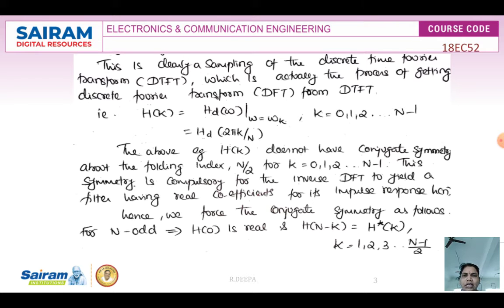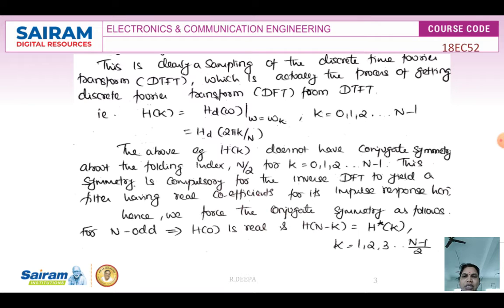So now it is very clear that this is the sampling of the discrete time sequence and discrete Fourier transform, which is actually the process of getting the discrete Fourier transform from the DTFT. Hence I can write H of k will be equal to HD of omega, where omega is taken as omega k, and k as we know is from 0 to N minus 1. So in this let me substitute omega is equal to 2 pi k by N.